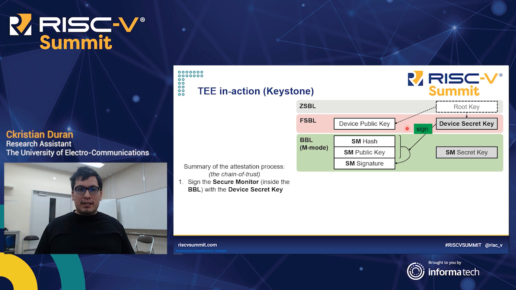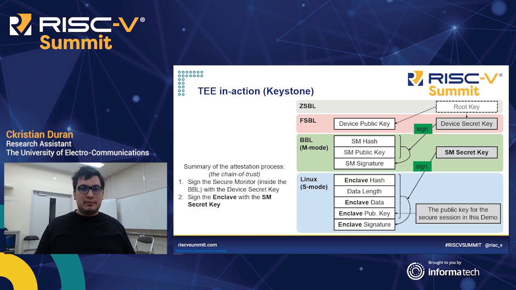So, the FSBL reads the BBL and performs a signature process using the SHA-3 hash and the ED25519 elliptic curve signature. For this, we use the established device secret key for the signing and store the signature itself inside of the secure monitor. With the supposition that this secret key is generated, this signature provides the mechanism for trusting the implementation of the Keystone and the Linux itself from the device. Finally, inside of Keystone itself, whatever enclave is created, the secure monitor will sign in a similar manner the contents of the application with the enclave using the secret key. This final signature provides the end of the chain of trust of the TEE enclaves.